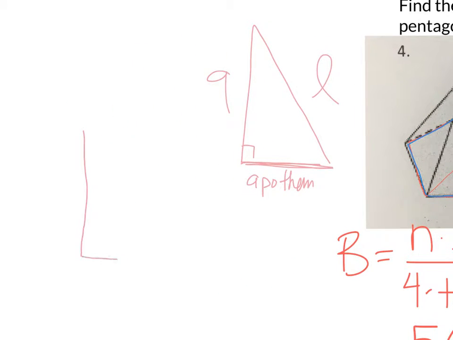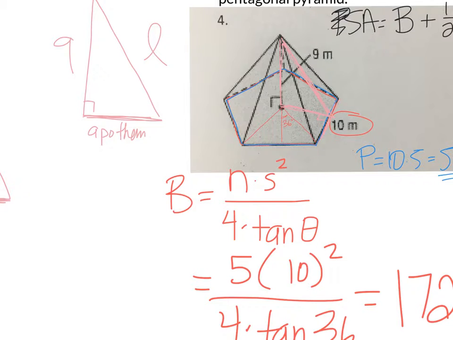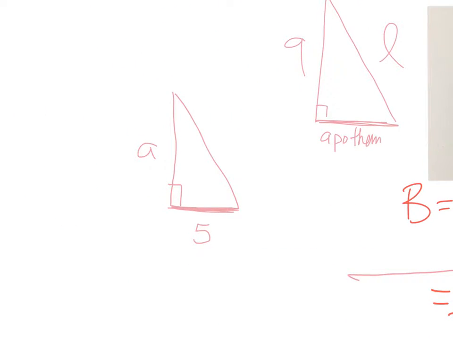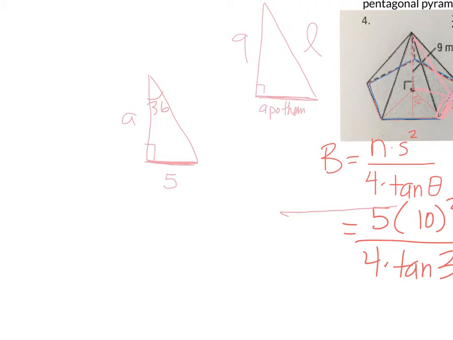So let's draw that triangle again, where this is the apothem. This is half of the side length. So if my entire side of my pentagon, now I'm talking about the pentagon, this whole side is 10, so this much right here is 5. Oops, let's go back over here. And I still have an angle of 36. So yes, this is involved in finding the slant height for this problem.